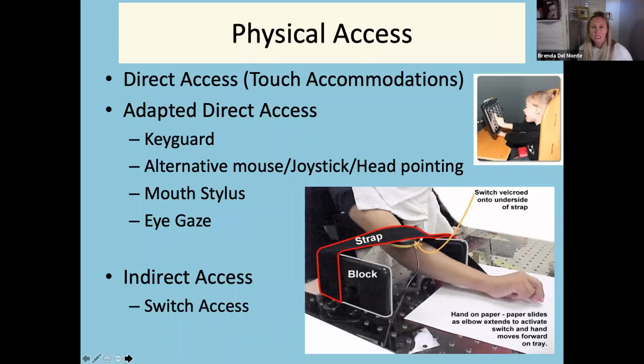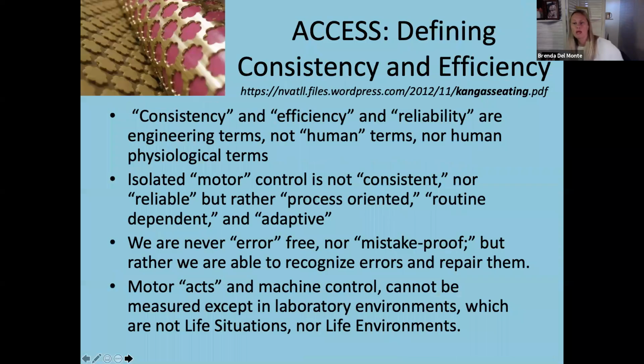We don't have a lot of or any experience with thinking about physical access, but it's a huge part of AAC, isn't it? So let's just hammer this for a minute. And a lot of this I got from Karen Kangas, if you ever get a chance to see her live, do it. So consistency, efficiency, reliability are engineering terms and not human terms, nor human physiological terms. So we are using those lightly when we say we want consistency, we want reliability, as consistent and as reliable as a human can be.